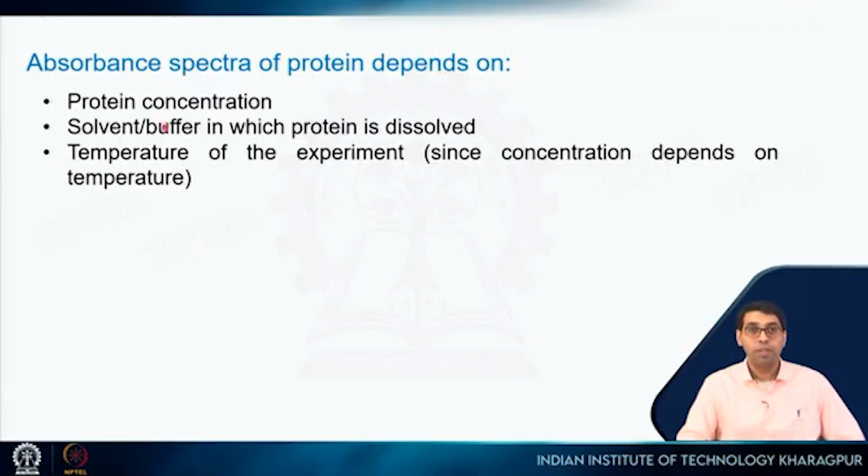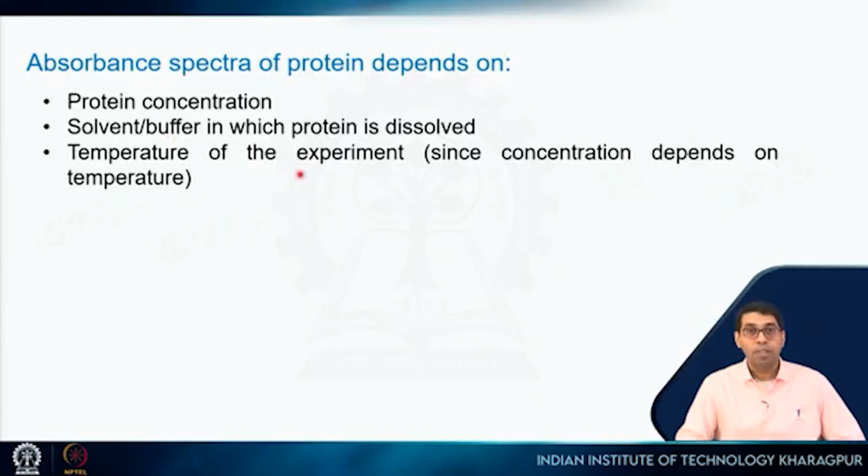It can also depend on the solvent buffer in which the protein is dissolved. So, what we normally do is we use something which is called a blank. So, you put the solvent or the buffer in which the protein is dissolved, just the solvent, without the protein, you measure the absorbance, and then you add the protein in that, and then you measure the absorbance. So, then you can subtract the absorbance that is because of the buffer.